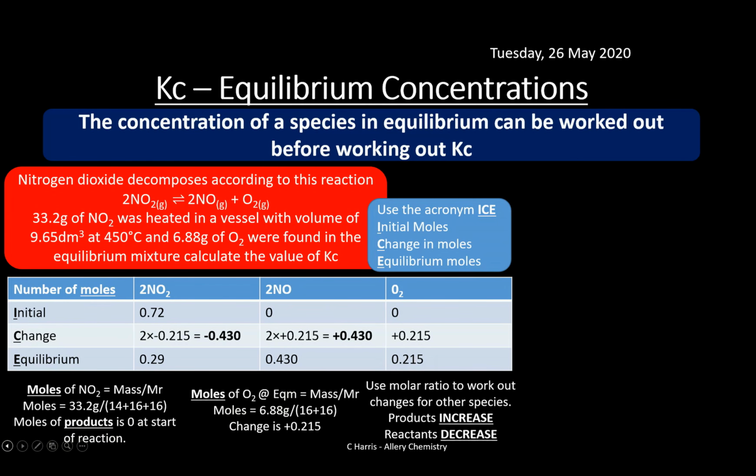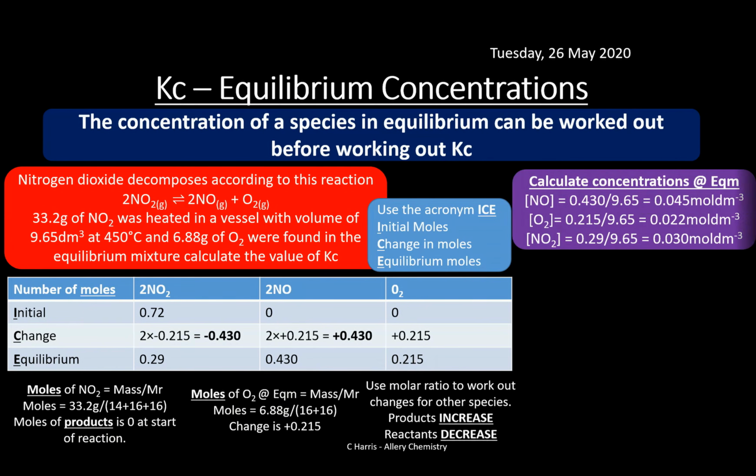But we can't use moles, we've got to use concentration in our Kc expression. So we're going to use each of them to work out the concentrations of each of our substances. Now we know the total volume here is 9.65 decimeters cubed. So they've given the volume here. So what we do for each one of them is work out the concentration of all our reactants and products by doing number of moles divided by volume, and that gets us the concentration. If your volume's in centimeters cubed, make sure you convert it to decimeters cubed.